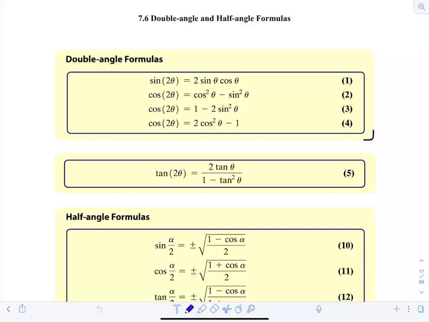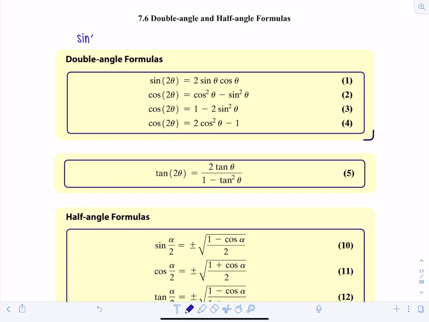Welcome to the last section of Chapter 7, double angle and half angle formulas. So here in the first box, we have the double angle formulas. For sine 2 theta, there's just one version, but for cosine 2 theta, notice we have 3 different variations. I'm just going to quickly show you how to derive the double angle formula, so hopefully it makes more sense.